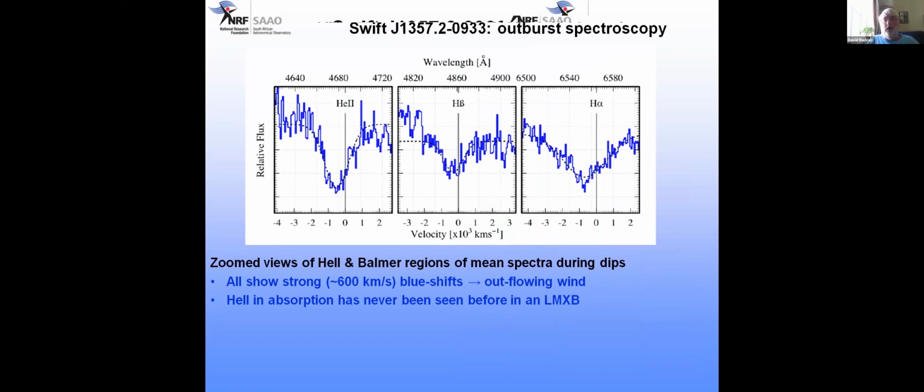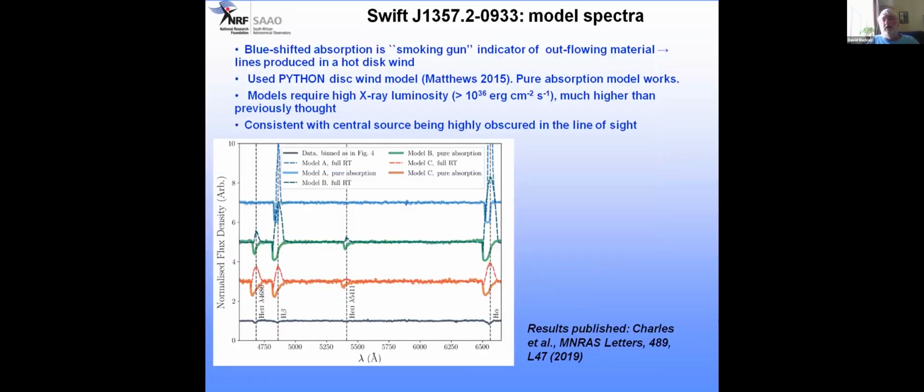And so this just shows the sort of averaged absorption lines during these dip periods, and you'll notice that they're systematically offset from zero velocity. So these are blue shifted lines coming from what we think is an expanding, blue shifting hot disk wind coming out from the central regions of the binary.